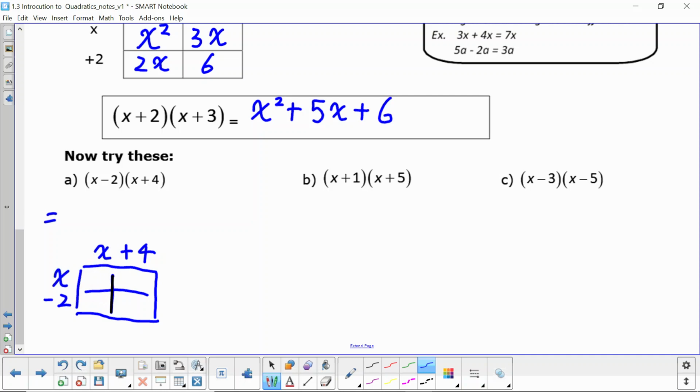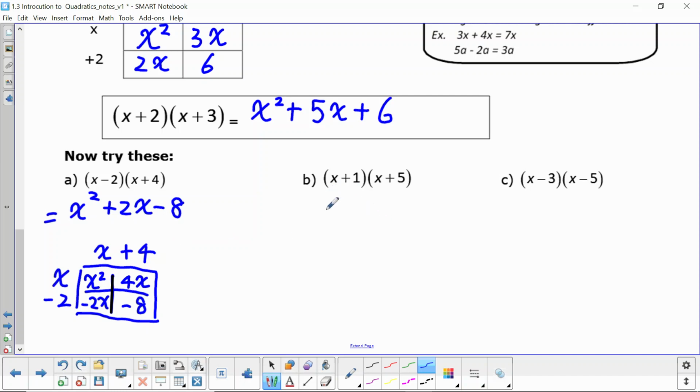X times x gives you x squared. Then 4 times x gives you 4x. Find the area. Negative 2 times x gives you this area, negative 2x. Then the last box is 4 times negative 2, which gives you negative 8. Then we are going to write the answer out: x squared. Then combine the like terms. 4x minus 2x gives you plus 2x. Then minus 8. Then it's done.